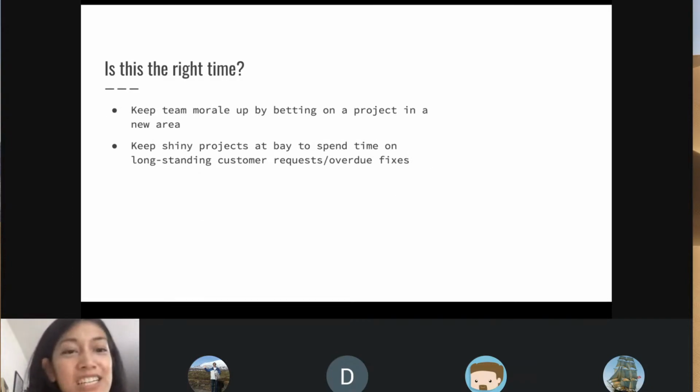Yeah. All right, and then finally, is this the right time? Keep team morale up by betting on a project in a new area. They were talking about how, if teams have been working on this specific portion of the project for too long, they might get tired of working on it, so they might want to jump into something shiny and new. And it goes the other way too. If you want to keep the shiny projects at bay, to spend time on more important customer requests or fixes that are overdue, you should probably do that first. So order is important. Right timing is important.